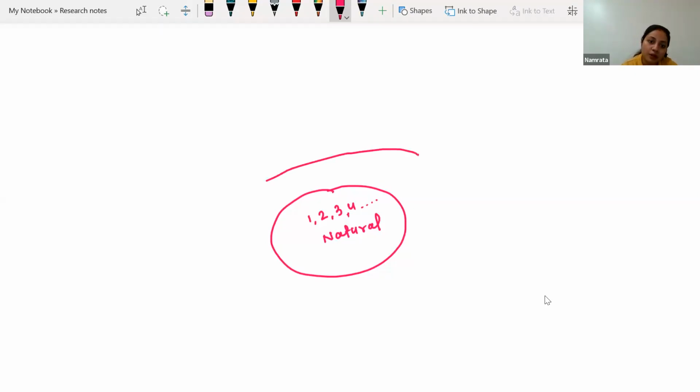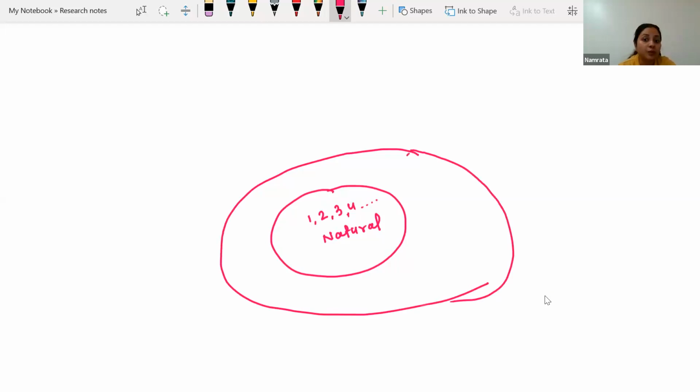Now, whole number. What is a whole number? Ma'am, the numbers which start from 0. Yes, whole numbers start from 0. So 0, 1, 2, 3, 4, all the numbers are whole numbers. Now here in this diagram, if I say that whole numbers include natural numbers, is it making sense to you? Yes, exactly. In whole numbers, all the natural numbers are also there. That's why, in this figure, whole number includes natural number. We understand the meaning of that: whole numbers start from zero and natural numbers are all the counting numbers which start from one.